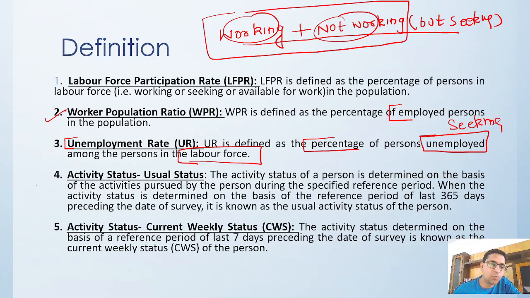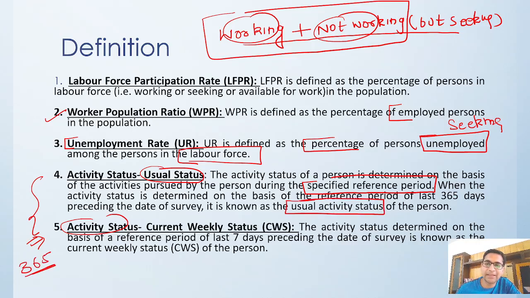Correct? And there are two more important terms that are called activity status: usual status and current weekly status. The activity of a person is determined on the basis of the activity pursued by a person during some specific reference period. If they have a reference period of 365 days, within these 365 days preceding the date of survey, it is known as usual activity status. So there will be a survey, and they will be asked questions based on what they have done in 365 days.